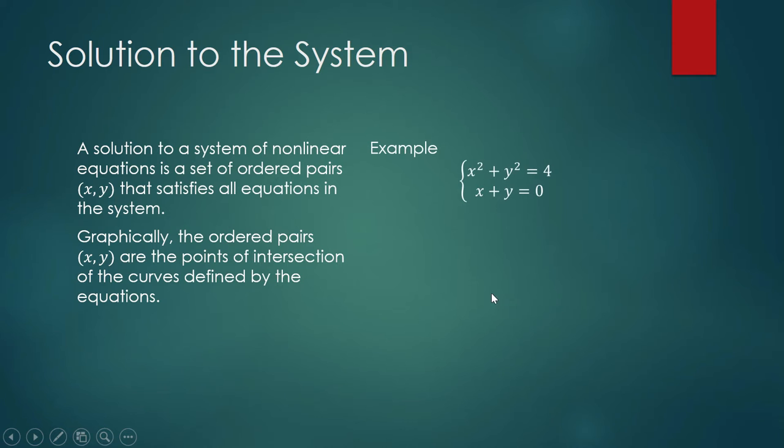So for example, we have this nonlinear system: x squared plus y squared is equal to 4, and x plus y is equal to 0. Here is one set of solutions to this system. This one is a solution because if we substitute this to x and this to y, they will satisfy the equation. This one is equal to 4, and this one is equal to 0. And the same with this one. So this set is the solution set for this system of nonlinear equations.